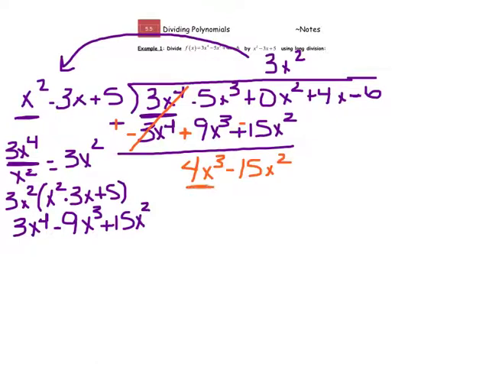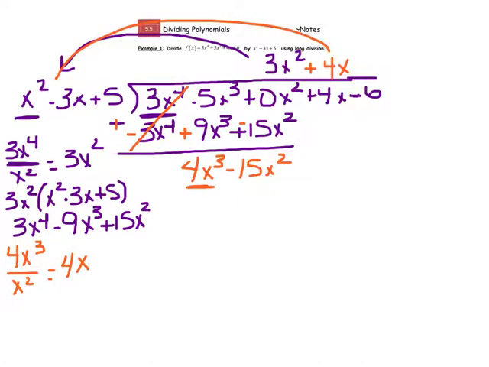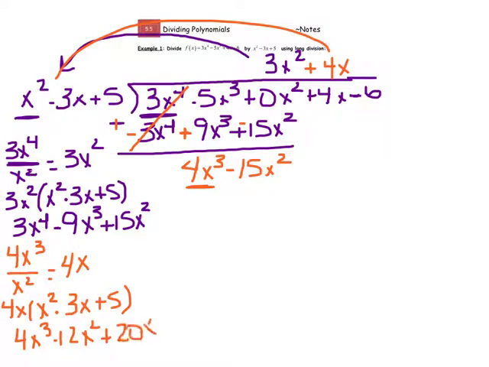Okay, so now we're going to take the 4x cubed and divide that by the x squared, and we get 4x. So that goes on top here. Then you're going to multiply that again. So 4x times x squared minus 3x plus 5 gives us 4x cubed minus 12x squared plus 20x.